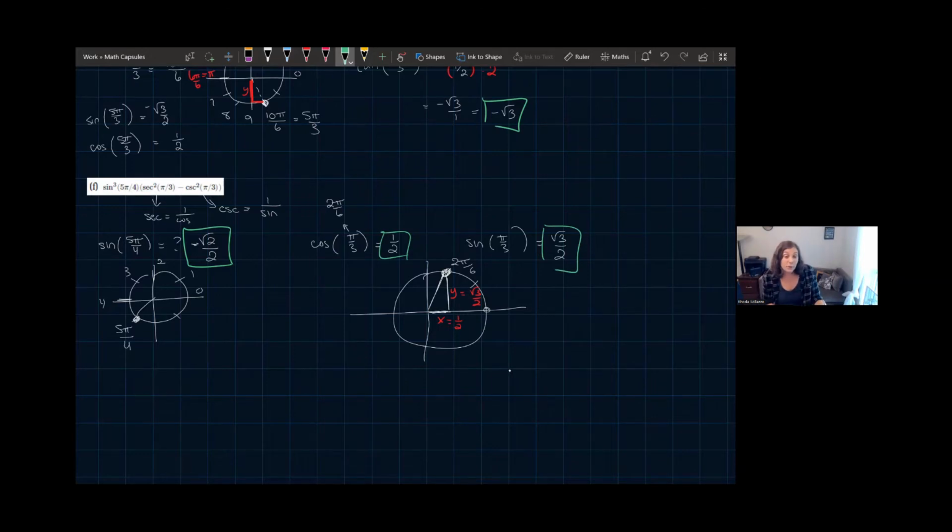Now I need to use those to evaluate my bigger expression. So before I do that, let me just remind you of something really important. When you see something like sine cubed of 5 pi on 4, this cubed here that's inside of the sine, well, that's just a compressed notation. We write it that way to save space, but it really means sine of 5 pi on 4 all to the power of 3. And when you're evaluating it, you need to think about it that way.